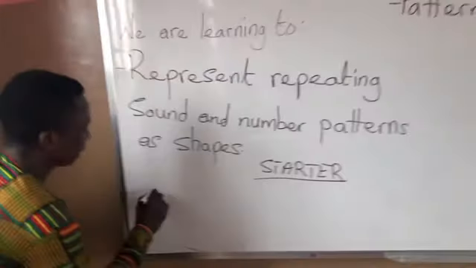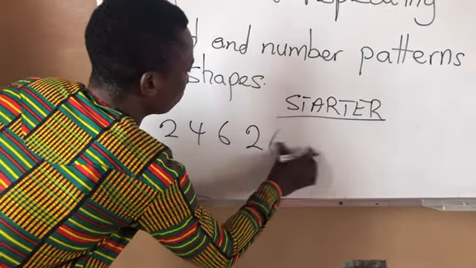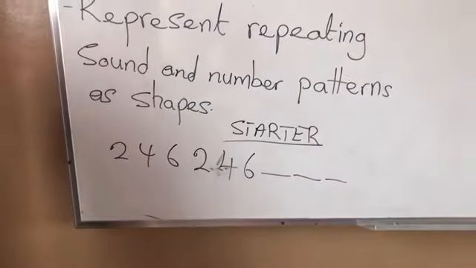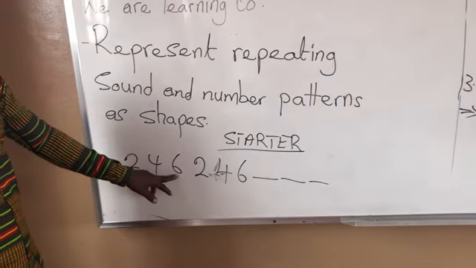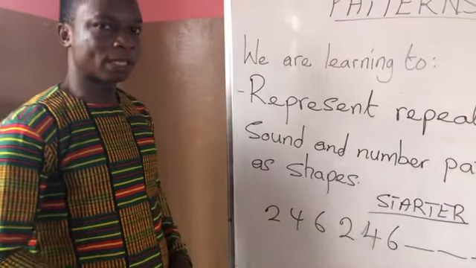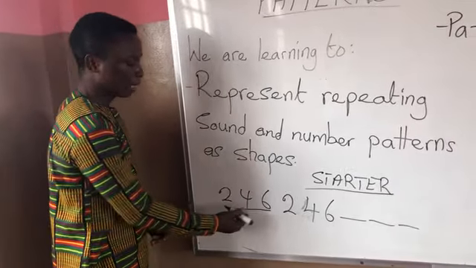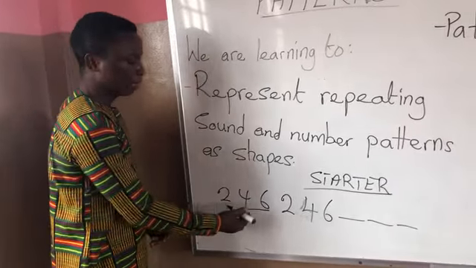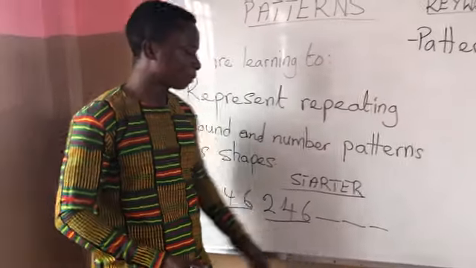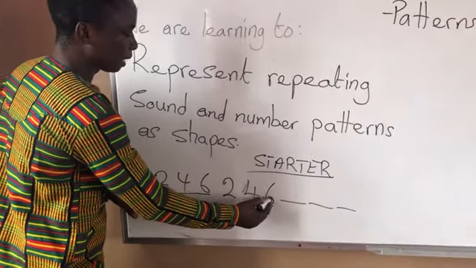Starter. If you are given 2, 4, 6, 2, 4, 6, what will be the next three values? You realize that in our previous lesson, 2, 4, 6 is the first set, and this same set has repeated a second time. They are asking what will be the next three numbers that will repeat. After 6, what number comes next?